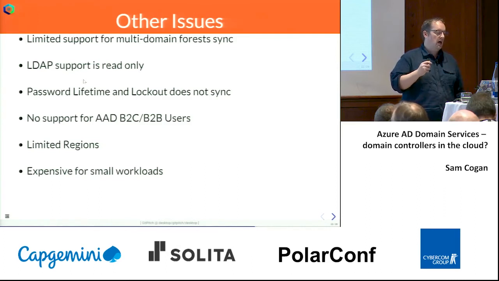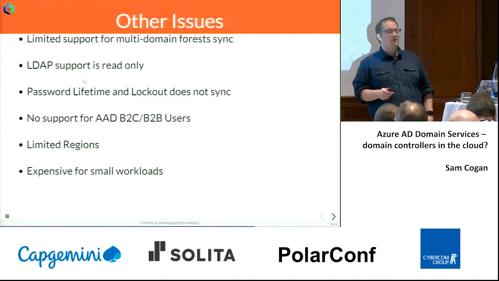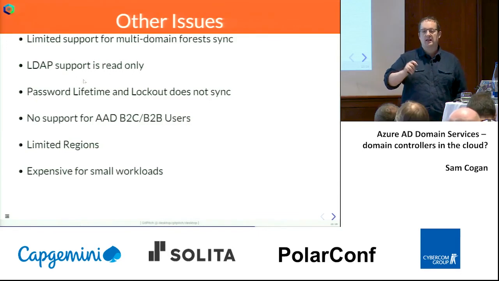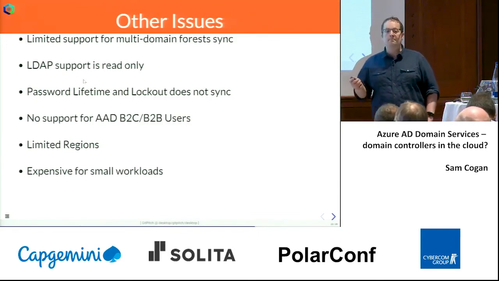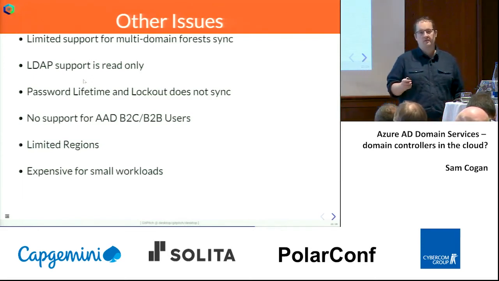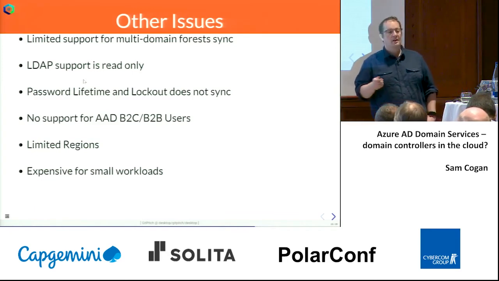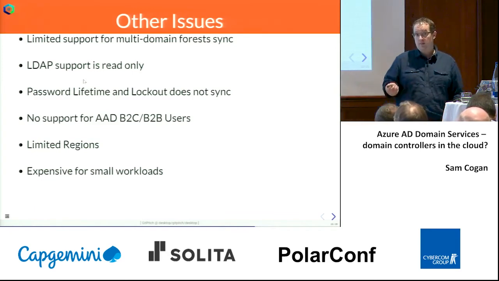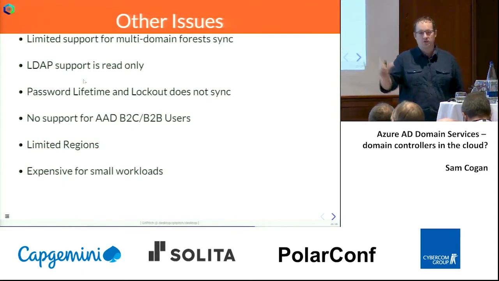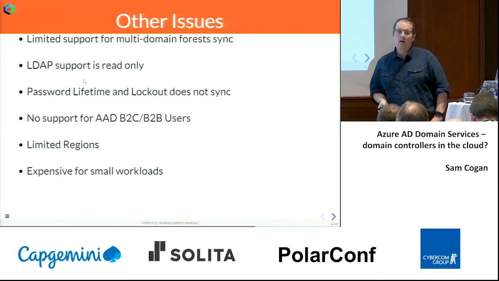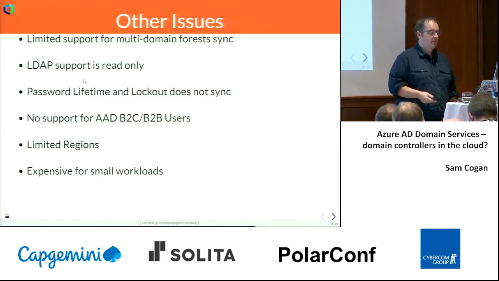And the last point there, it is fairly expensive if you've got a small workload. So AAD DS is priced based on the number of objects you put in your domain. And the minimum size is 25,000 objects. So if you have less than that, you'll still get charged for 25,000. And that comes out at about £90 a month, which is about 90 euros, thanks Brexit. You know, it's not huge, but it's fairly expensive if you're just putting a few users in there. So bear that in mind.